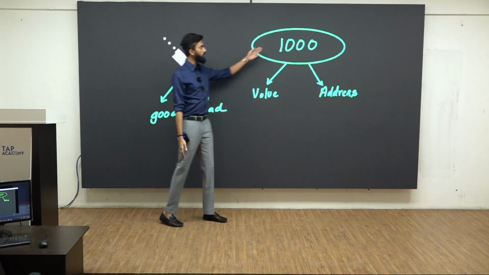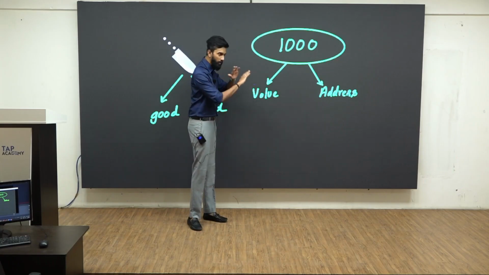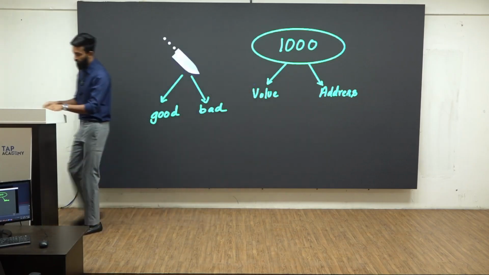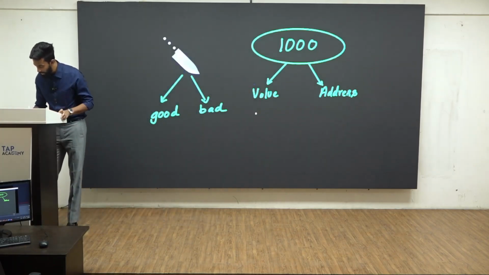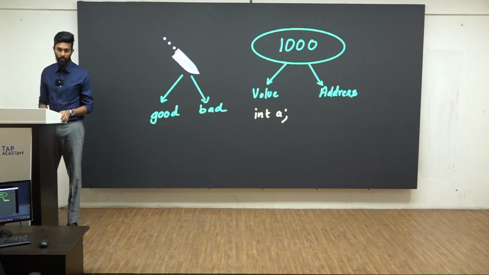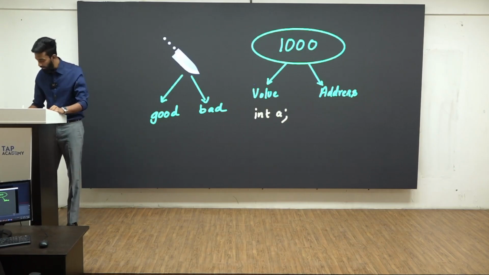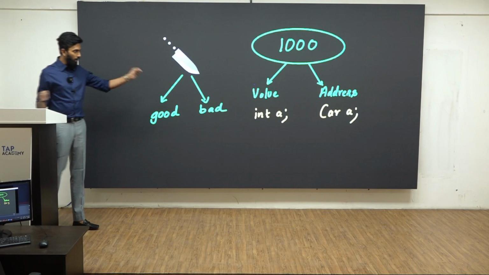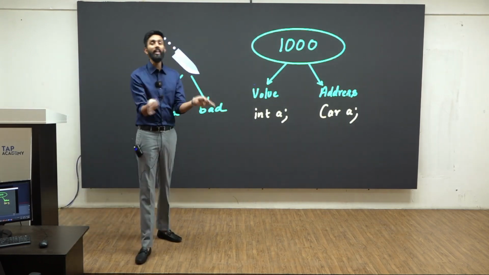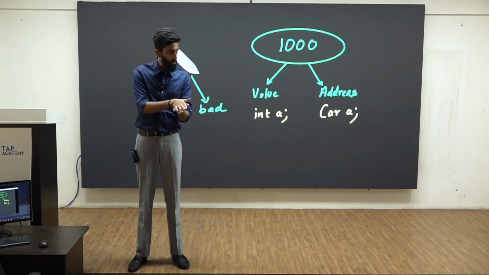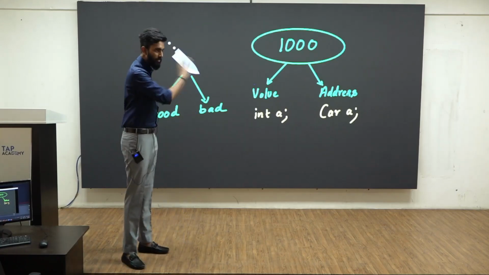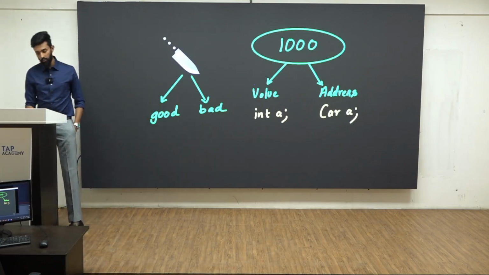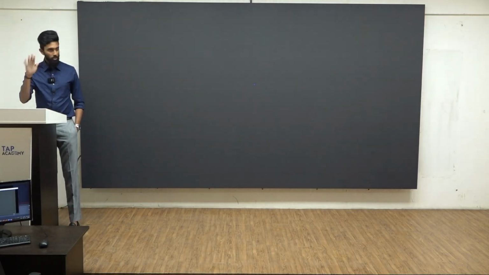Similarly, if I ask you is 1000 value or address, you cannot make that conclusion. It depends who is holding it. Example, if I go here and tell like this, int A is holding 1000. Now what is it? Value. But if I tell Car type A is holding it, now what is it? Address. So in my classes, I will be using 1000 interchangeably. Sometimes as values, sometimes as address. You must not get confused. Clear till here?